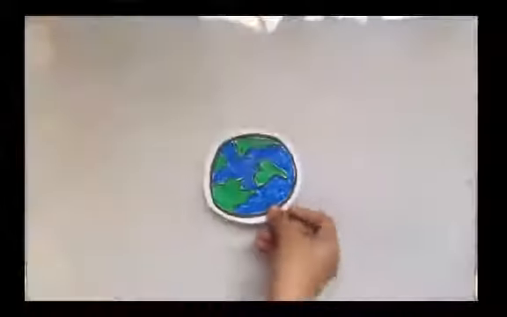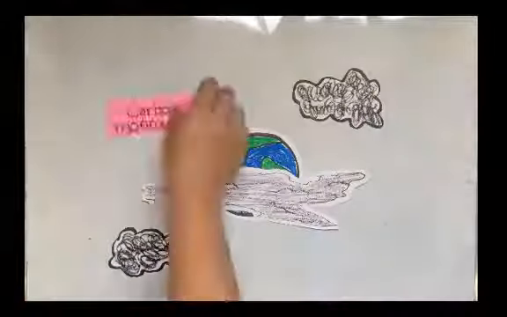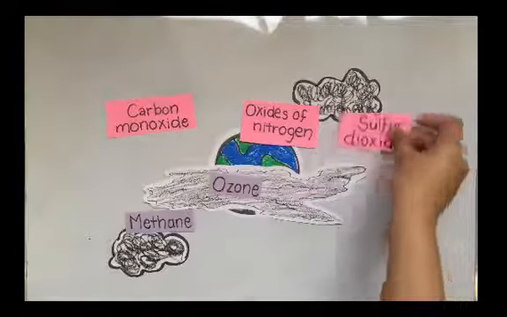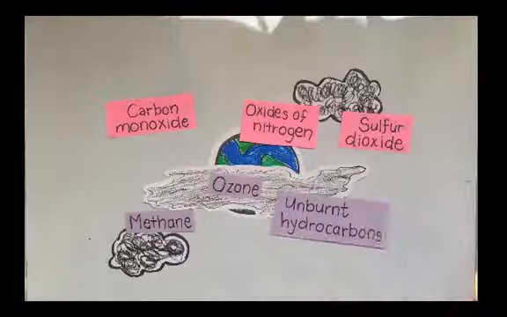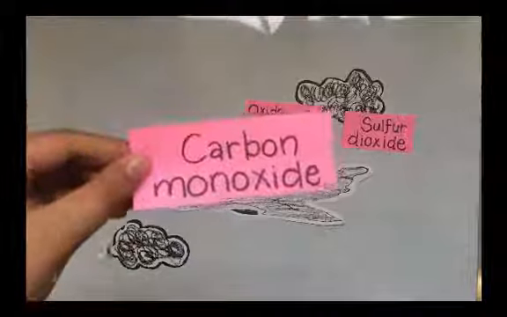So what are the different types of gases that contribute to air pollution? They are carbon monoxide, methane, oxides of nitrogen, ozone, sulfur dioxide, and burnt hydrocarbons. Today, we are only going to focus on these three pollutants, starting with carbon monoxide.